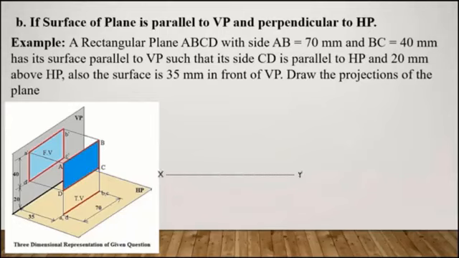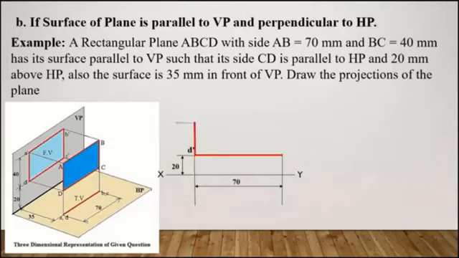This is an XY line. Then we have the first projector. Then taking the distance equals to 20 mm, because here it is said that CD is 20 mm above HP. Naming this point as D dash. Drawing a line which will be equal to the given distance AB equals to 70 mm.